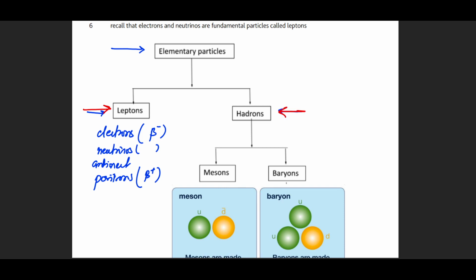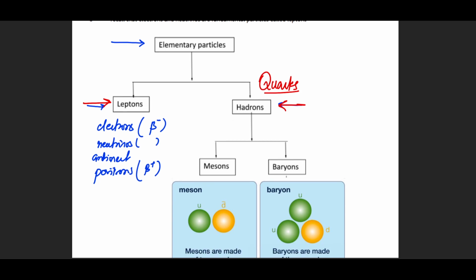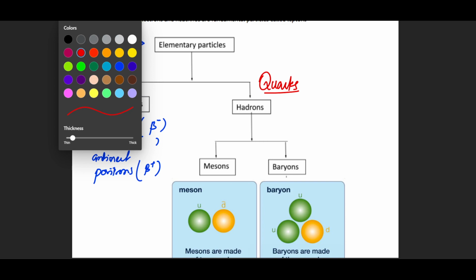What are hadrons? The second family in the elementary particles is hadrons. Hadrons are those particles which are made out of quarks. Leptons are not made out of quarks. They are a family themselves. Again, if you go online and research, you will find that there are many branches of fundamental or elementary particles in which quark models also make other family members as well. But we are not interested in those because that's not a part of this course.